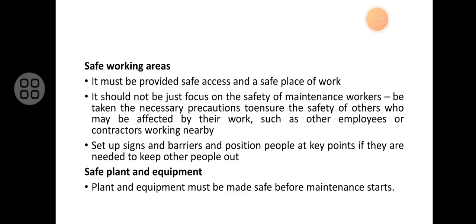Safe working area. You must provide safe access and a safe place of work. It should not be focused only on the safety of maintenance workers; take the necessary precautions to ensure the safety of others who may be affected by the work, such as other employees or contractors working nearby. Set up signs and barriers and position people at key points if they are needed to keep other people safe. Plant and equipment must be made safe before maintenance starts.